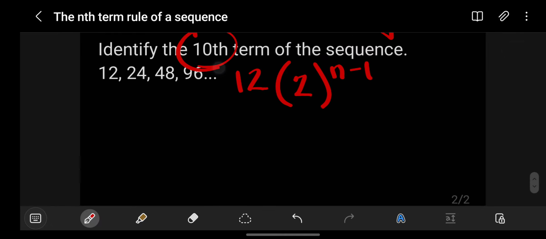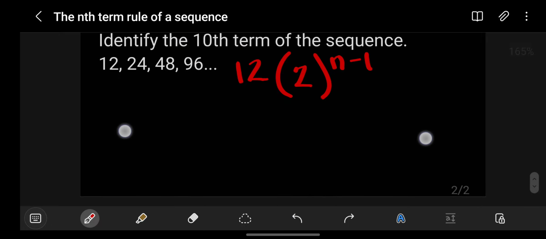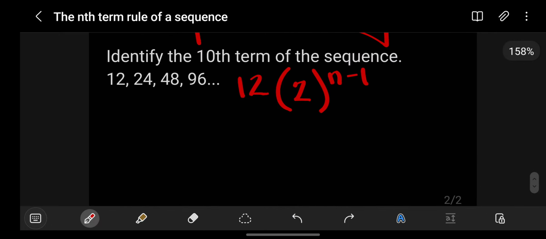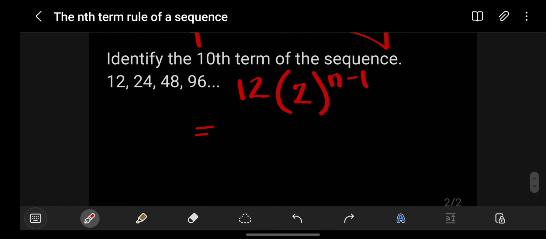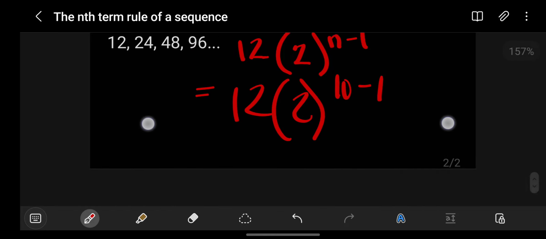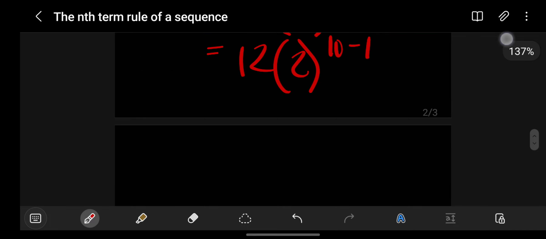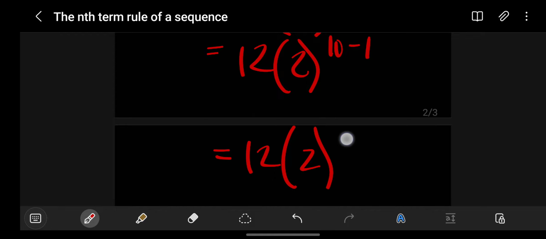Again, you are asked to give the 10th term, so we have to substitute n to 10. Take note, not all the time we will substitute it to 10. That depends on what is asked there. Okay, so 12 times 2 raised to the power of 10 minus 1. What's next to this? Okay, what's next to this is equal 12 times 2 raised to the power of 9.